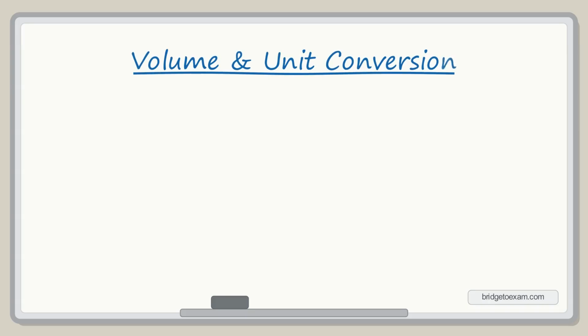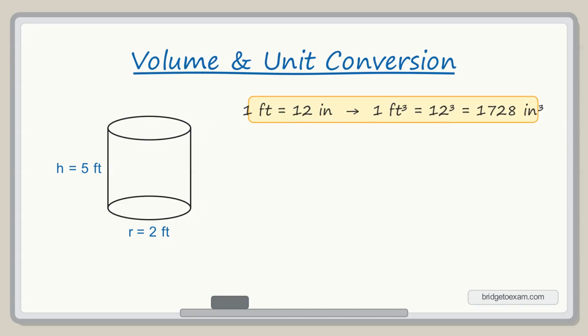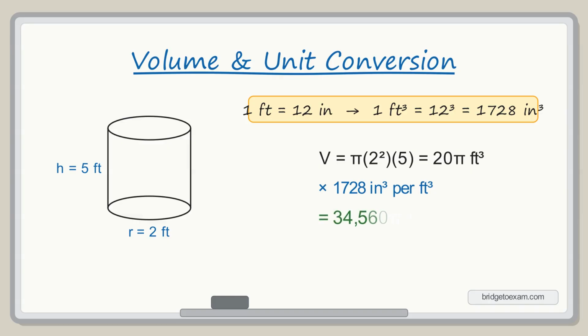Volume questions sometimes change units. The trap: a length factor of 12 becomes a volume factor of 12 cubed, 1,728. So, a cylinder with radius 2 feet and height 5 feet is 20 pi cubic feet. To get cubic inches, multiply by 1,728, giving 34,560 pi.